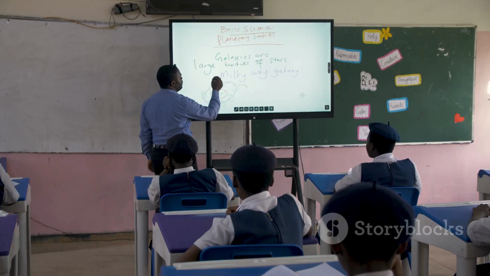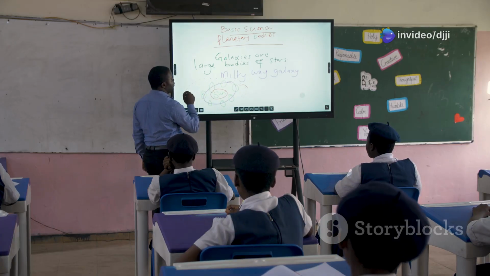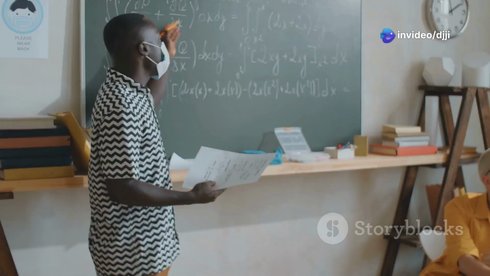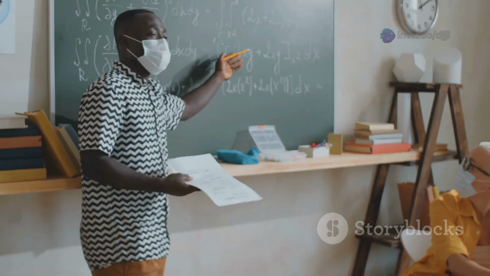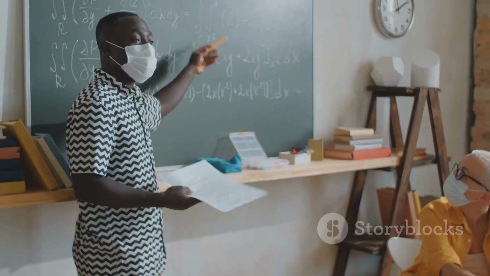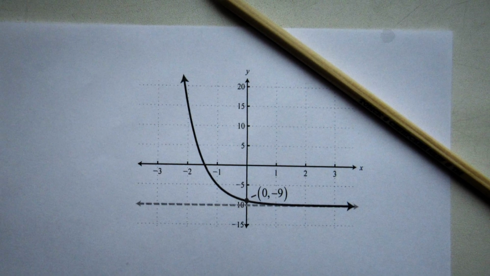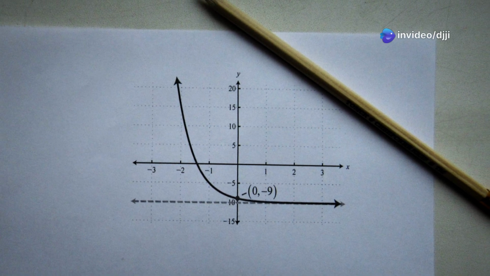Let's talk about some strategies for solving equations. First, substitution. If you have a system of equations, solving one equation for one variable and substituting it into the other equation can help you find a solution. Next, graphing. If you have a system of equations, graphing them can visually identify the solutions.